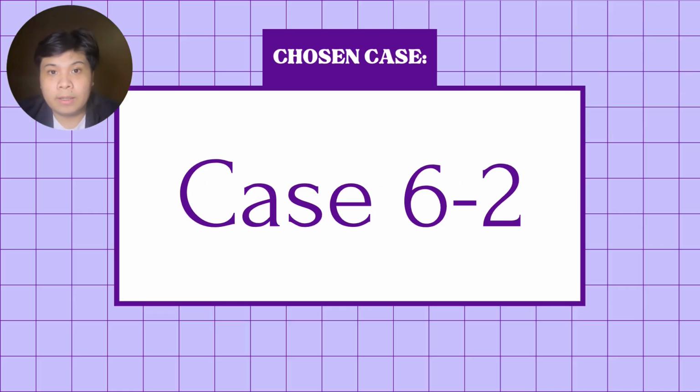Our chosen case is capacity concerns, more specifically, Case 6-2, page 281 from Chapter 6 of Hilliard's Introduction to Management Science, 7th edition.